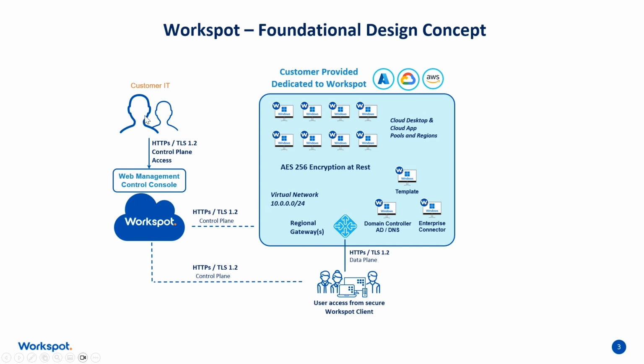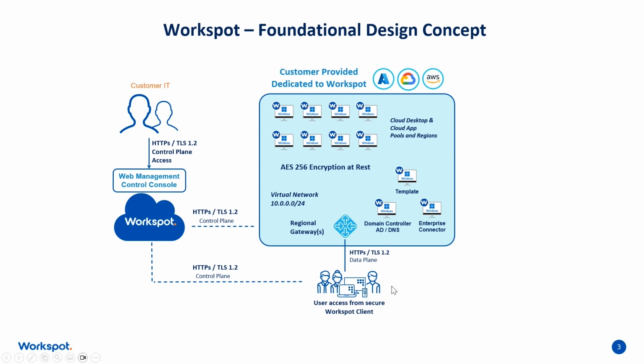And on the left-hand side, we see the Workspot control plane, which makes that microservice connection into that dedicated box. And from there, that's the API channel that's used to provision the resources from a template. So the IT admin would log into the Workspot control plane, which is separated from the data plane, a very important security consideration. And from there, they'll configure their pools, and the provisioning commands will go down to the cloud provider, and then they'll start to appear.